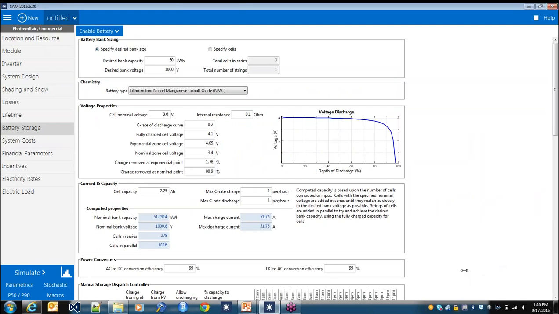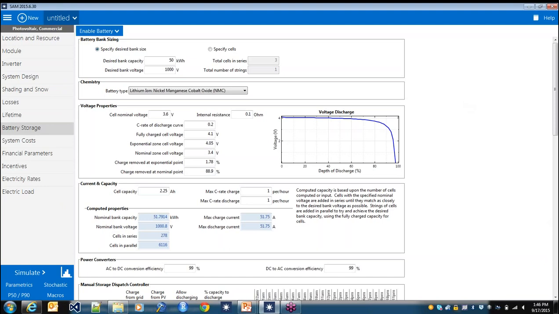So let's see. I have a question. The payback analysis is for the entire system, PV and batteries, not just the battery payback. So yes, that is correct.